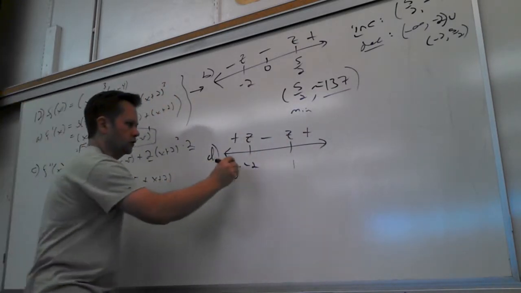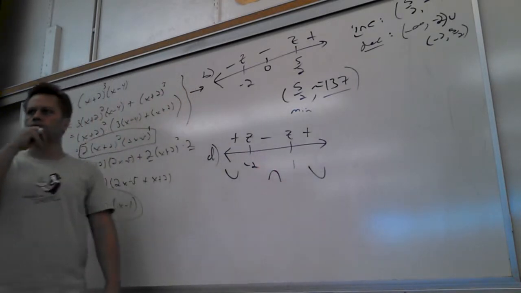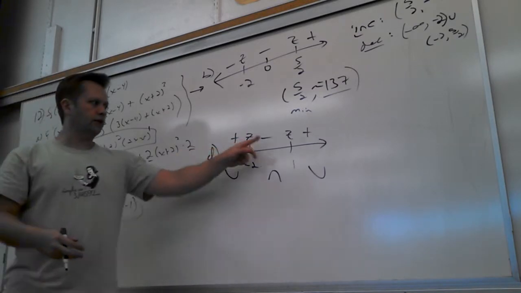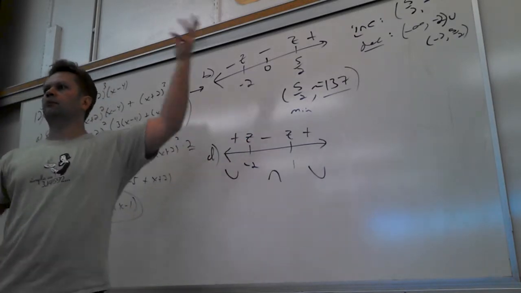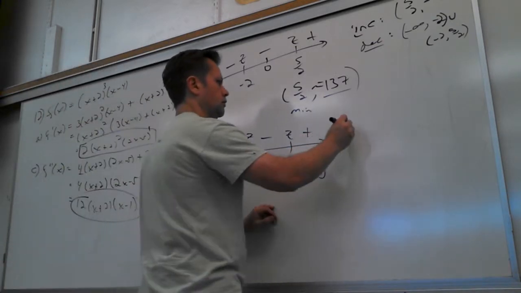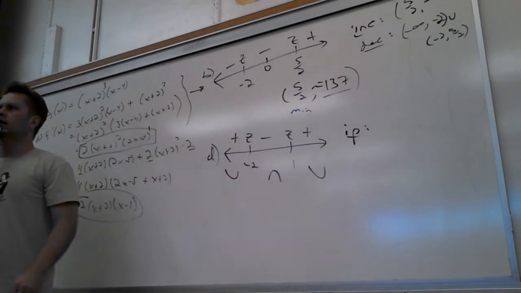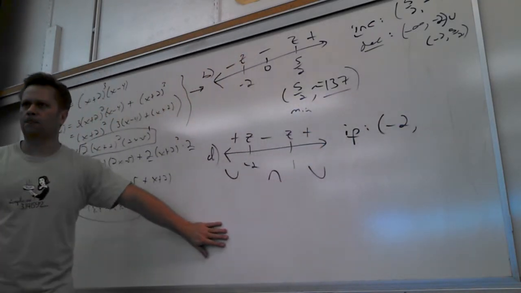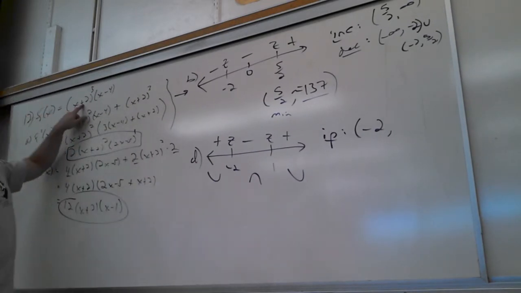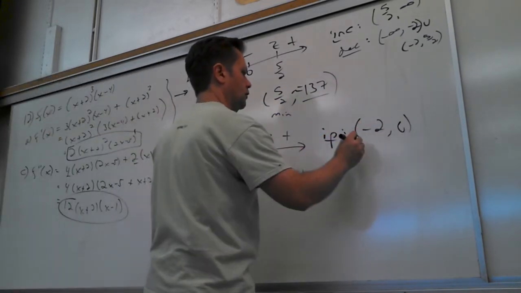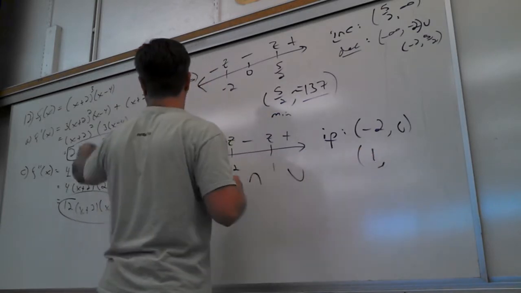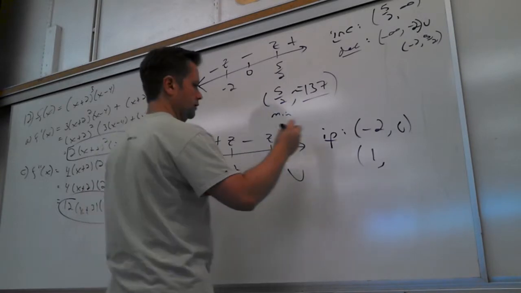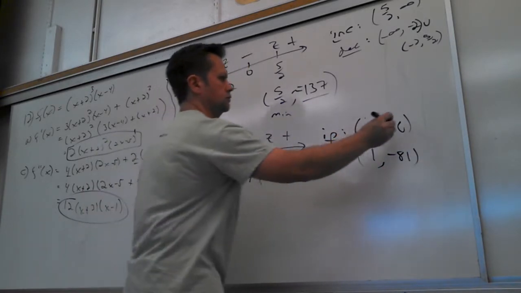So then you can draw a little cup up, cup down, cup up. So where are the inflection points? Be careful, if this was negative, negative, that would not be an inflection point. Just like that would not be a min. So the inflection points are negative 2, 0 and 1, negative 81. Negative 81. 27, 2 cubed. Yeah, negative 81. Cool.